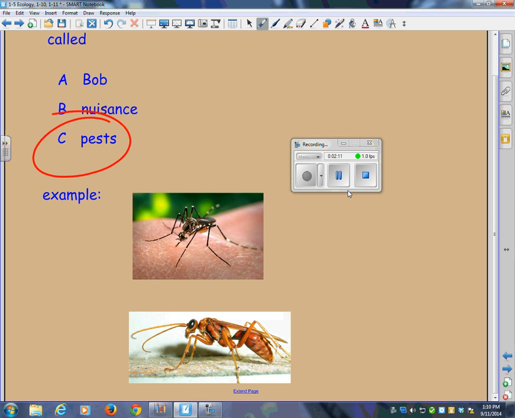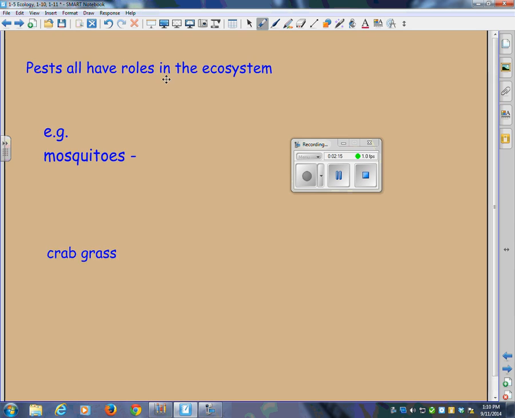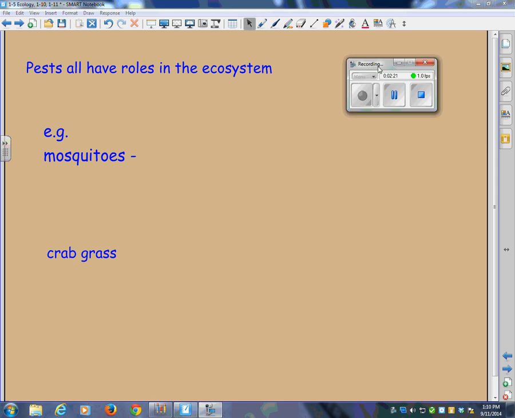But the deal is, it would sure be nice to get rid of mosquitoes, though, right? Wouldn't it be nice? But mosquitoes have a role in the ecosystem. What would mosquitoes' role be, do you think? Bingo. Can you write that in on yours? They are a food source. Mosquitoes are a food source.